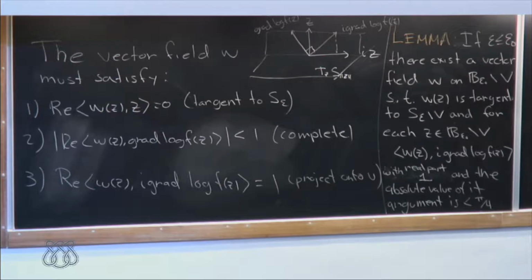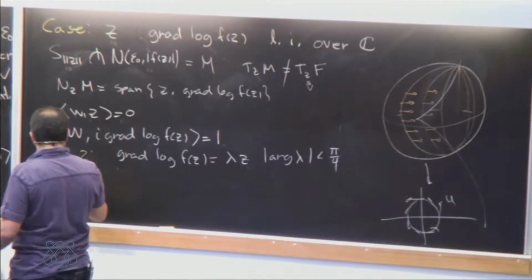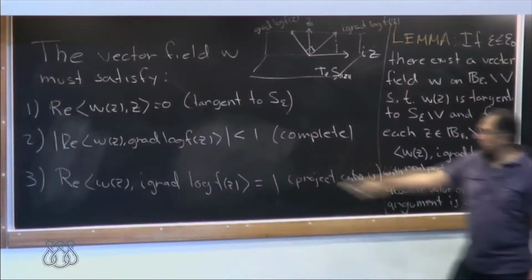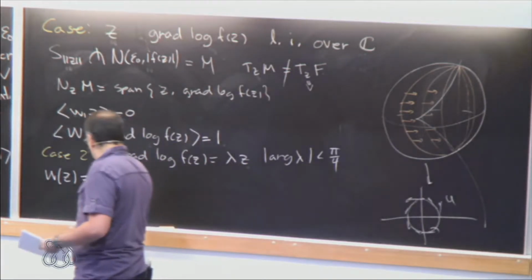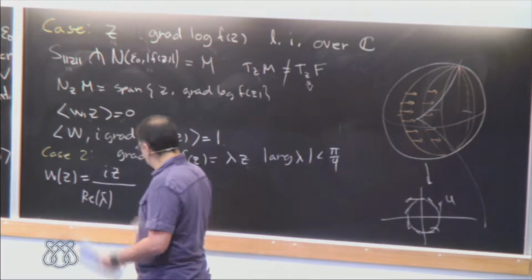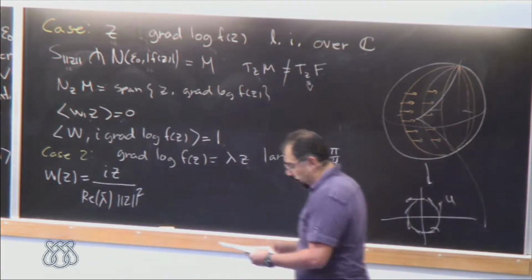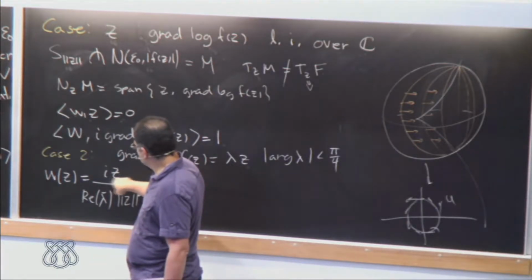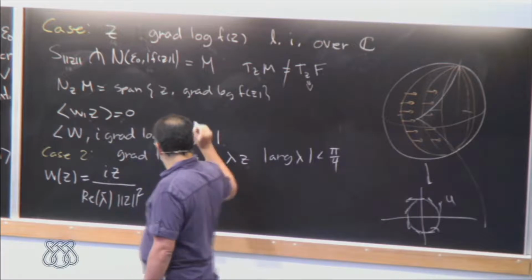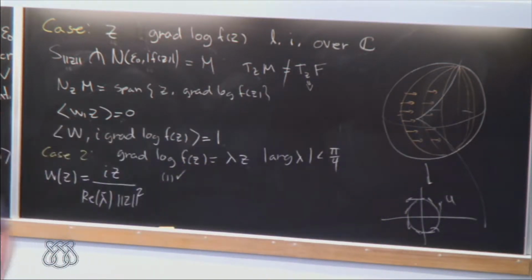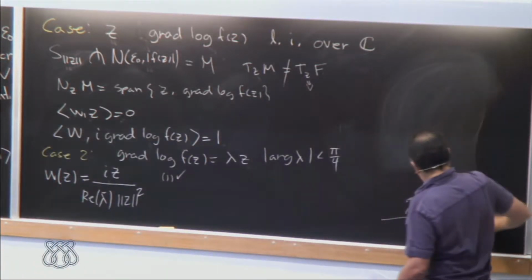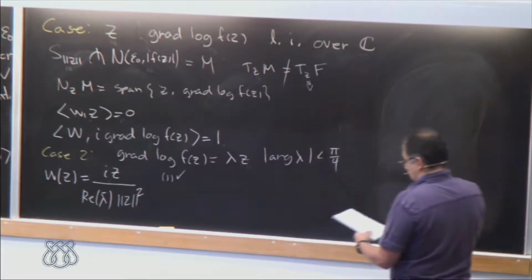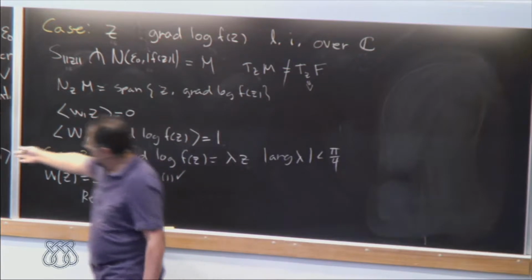So what we take is the following. We take W of z as Iz, but I need to take an appropriate multiple in order to get conditions 2 and 3. So I need to divide by the real part of the conjugate of lambda times the norm squared. Since we are taking a multiple of Iz, and this is tangent to the sphere, condition 1 is satisfied. Then we need to check just the other two properties. So property 3, and also I need to check that it satisfies what the lemma says.